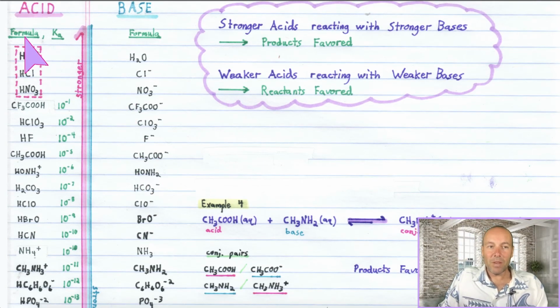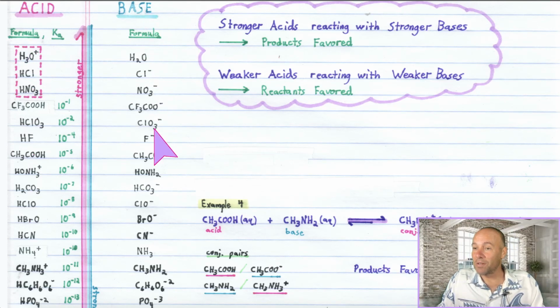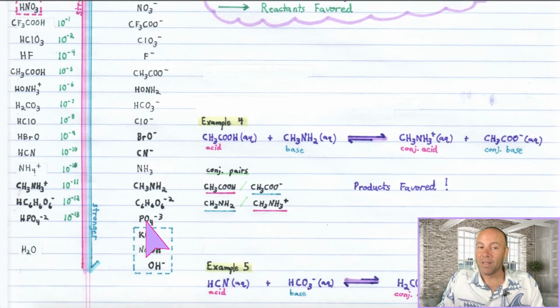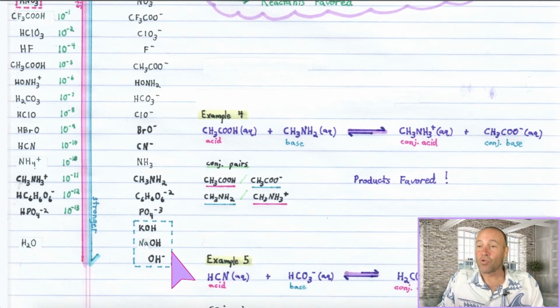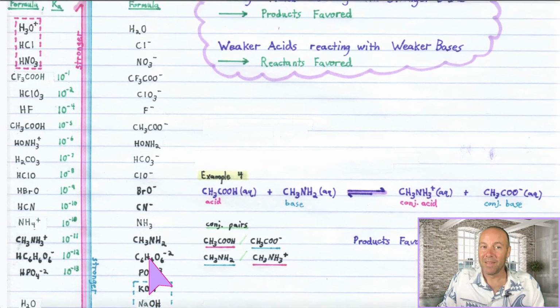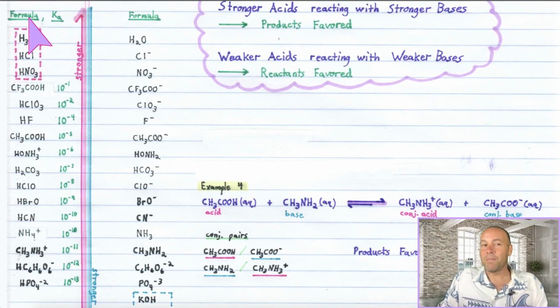Now, as the acids get weaker and weaker, their conjugate bases get stronger and stronger. And eventually, you get down to the strong bases down here. I hope that makes sense, that as the acids get weaker, the conjugate bases get stronger, or as the acids get stronger, the conjugate bases get weaker.